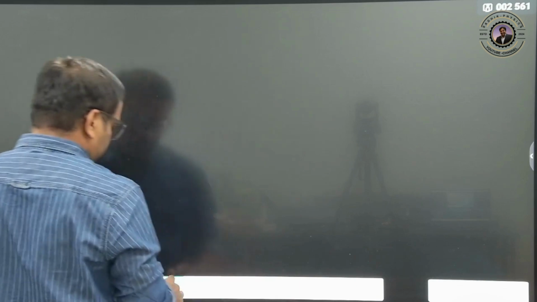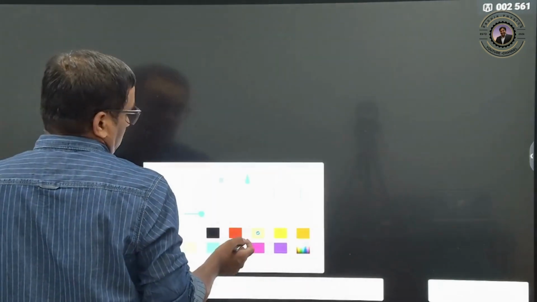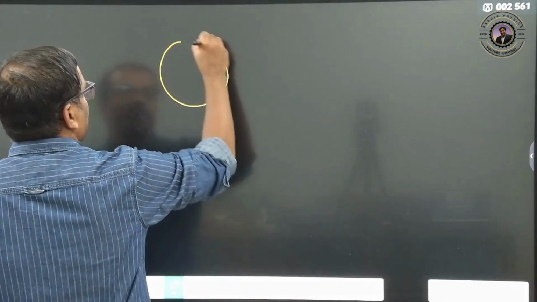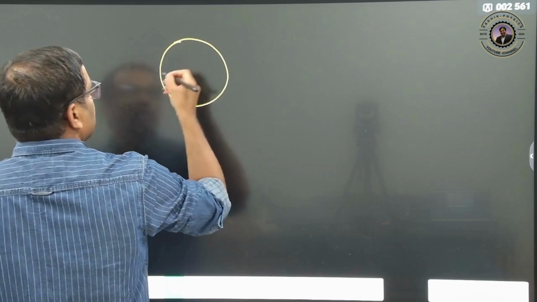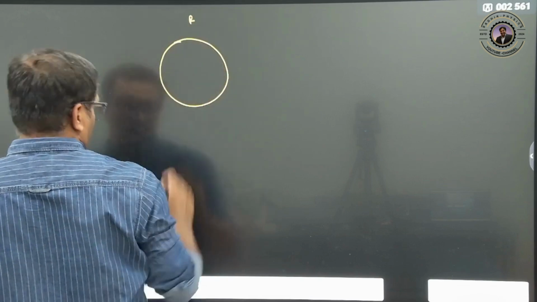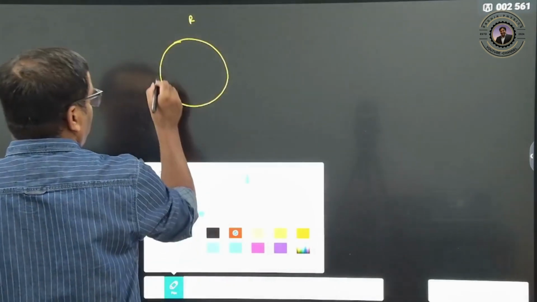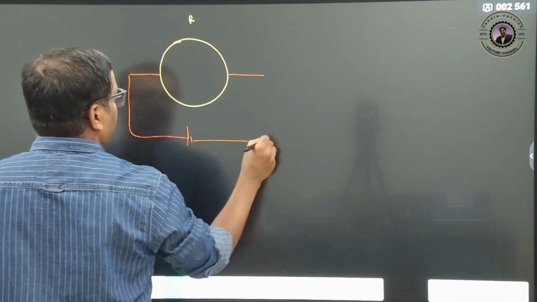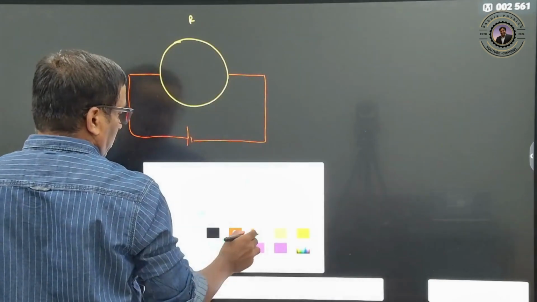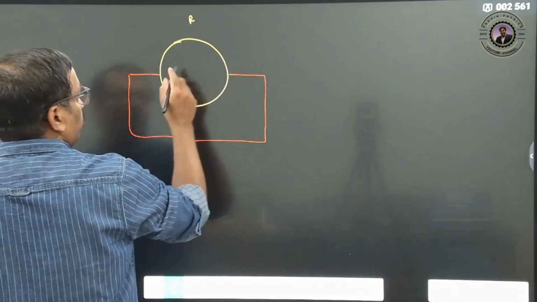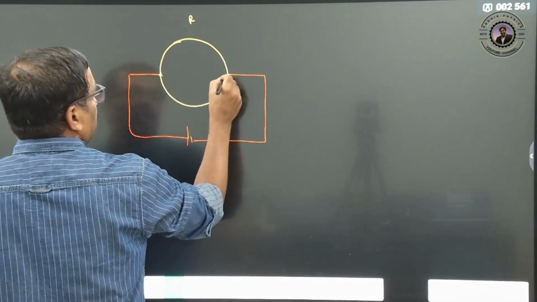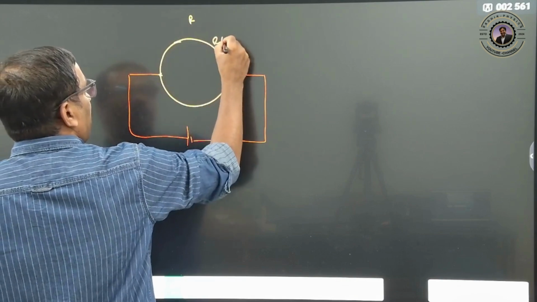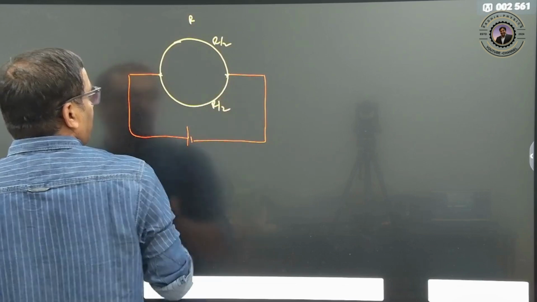One more part, same type. Suppose here this is one circular wire, having resistance R. Now we are going to divide it into 2 equal parts and connect it like this to the battery. Now what happens here? We are dividing this into 2 parts, so the total resistance is R, and each part will be R by 2 and R by 2. But how are they connected now?